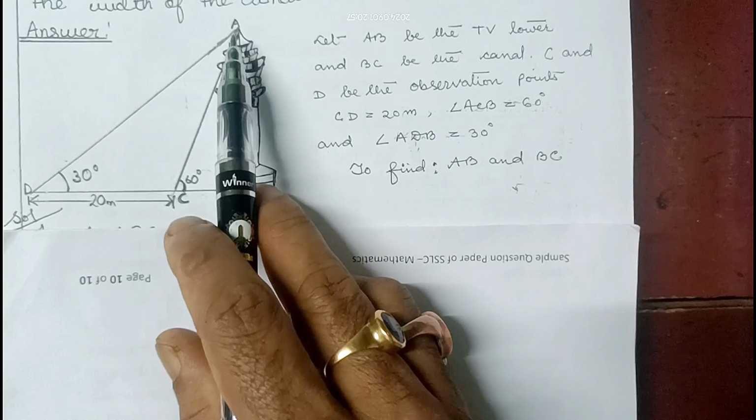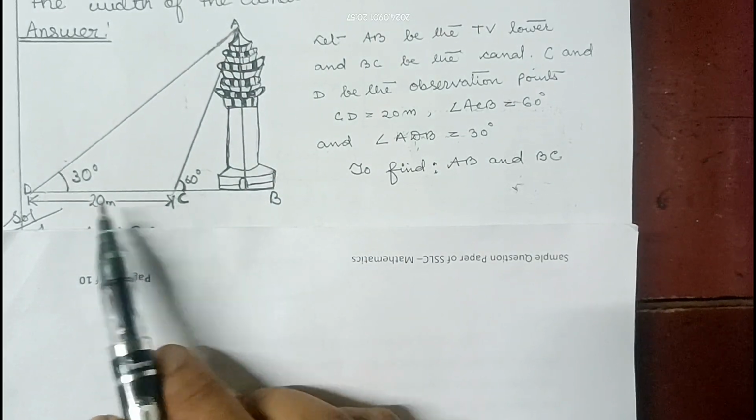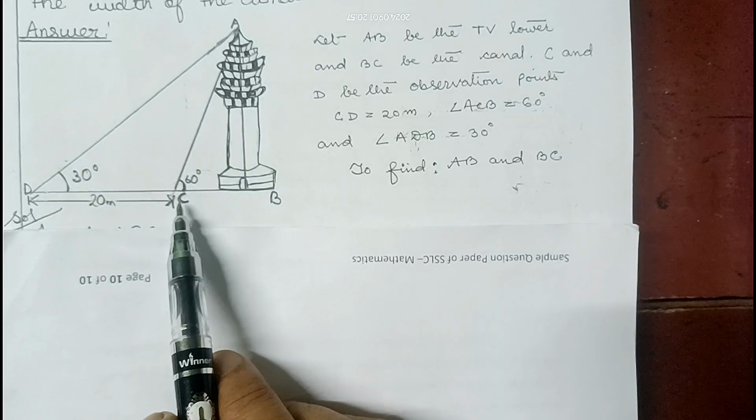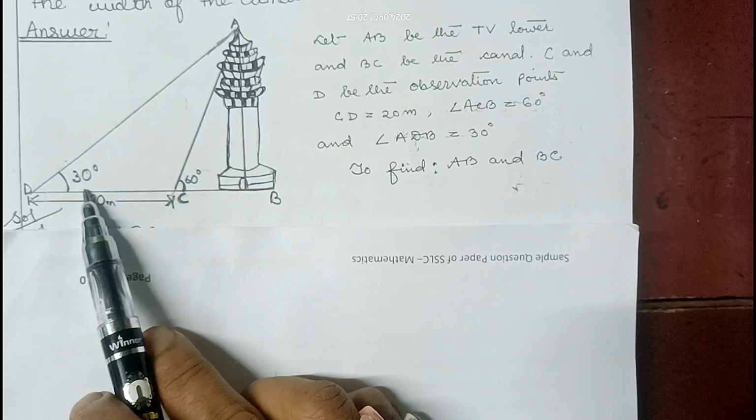Here we can consider AB is the tower and BC is the width of the canal. C and D are the observation points and the distance between C and D is 20 meter. This angle is 60 and this is 30.